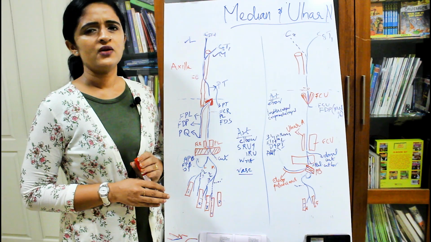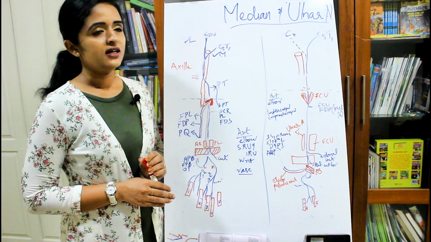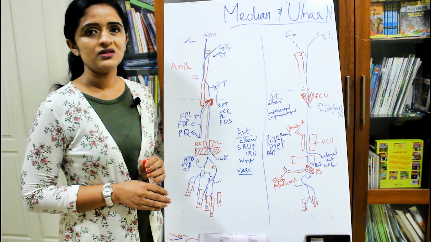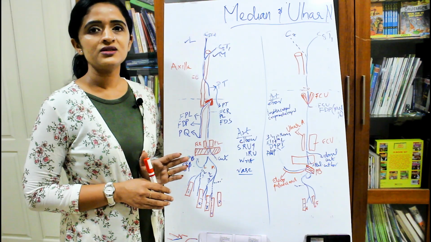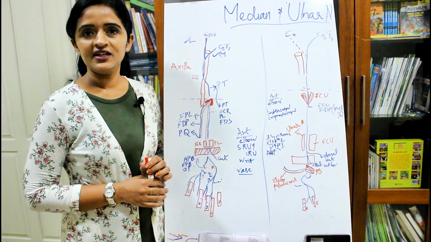In this session, we'll be having a quick review about the two important nerves of the upper limb. They are the median nerve and the ulnar nerve. And towards the end of the session, we'll be discussing some of the important MCQs which have been asked for the NEET PG exams. So let's have a look at the median nerve first.